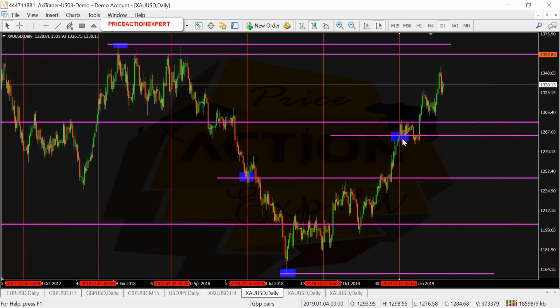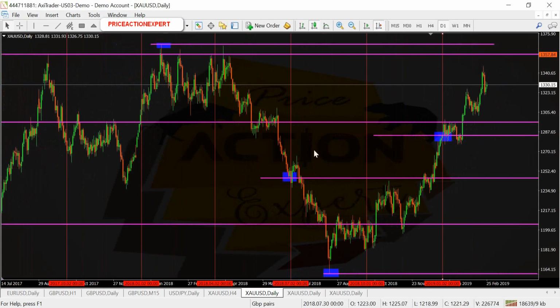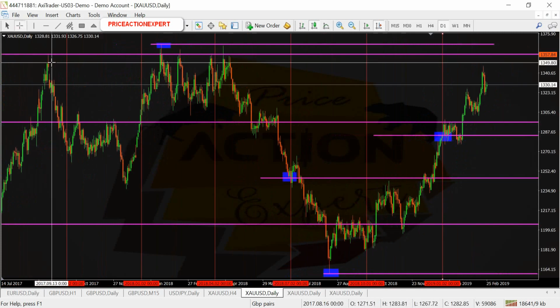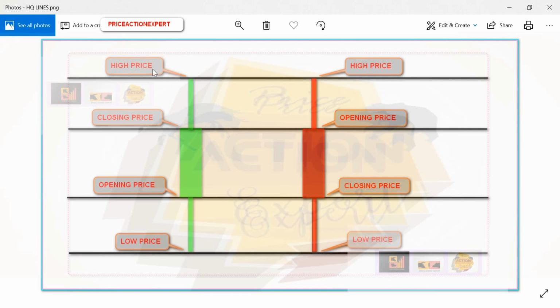See here, same, last year, last 6 months, 2018 second 6 months. It broke, retested and again it went up. So these lines are very, very important. These are all based on highs and lows. See, the first thing I have marked there is high and low.